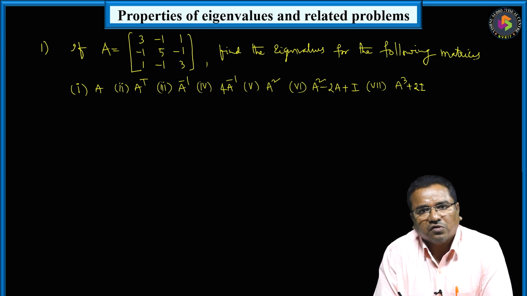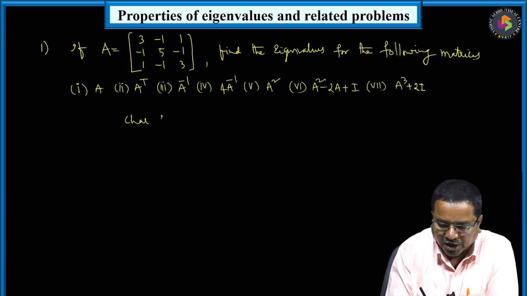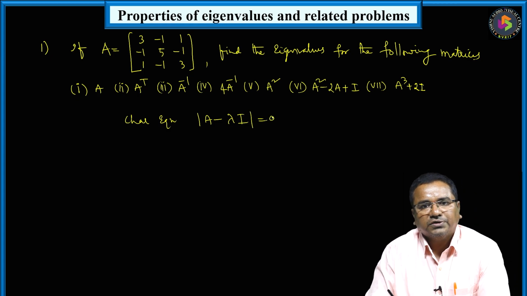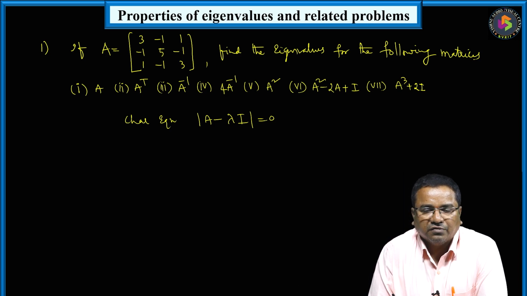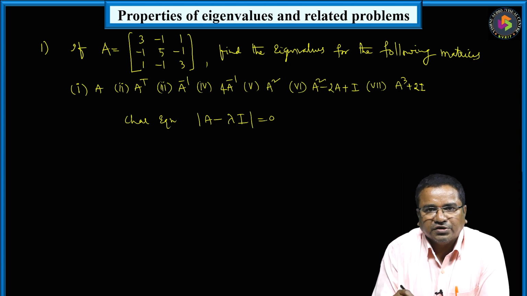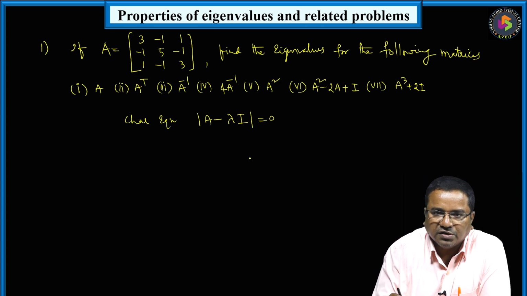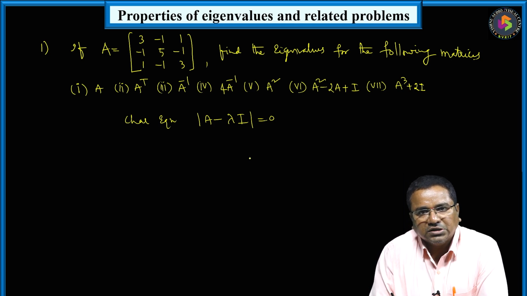So how to find the eigenvalues of the matrix? By using the characteristic equation. The characteristic equation is the determinant of A minus lambda I equal to 0. Depending on the order of the matrix, if A is a 3 by 3 matrix, this equation will give a third degree equation. If A is a 4 by 4 matrix, it will give a fourth degree equation. Solving that, the roots of that equation will determine the eigenvalues.